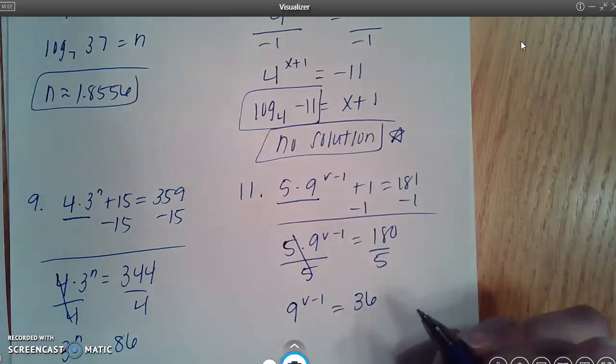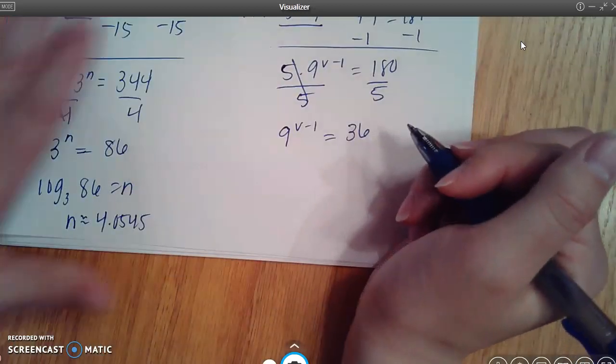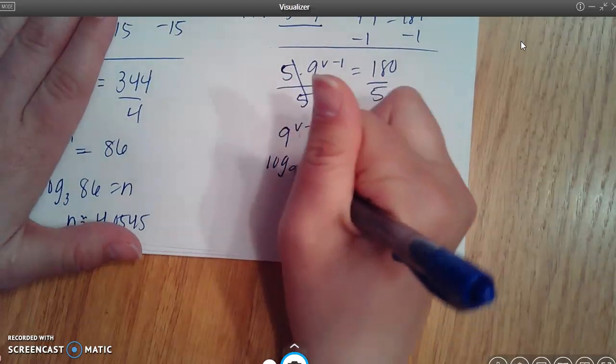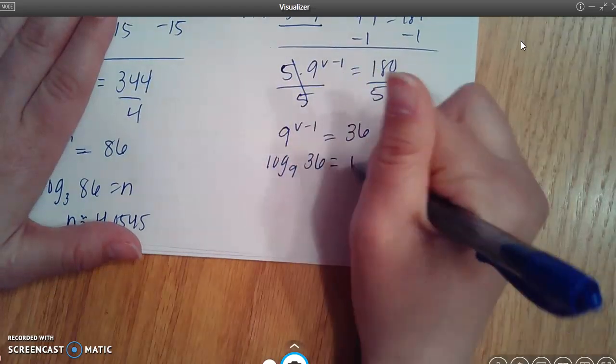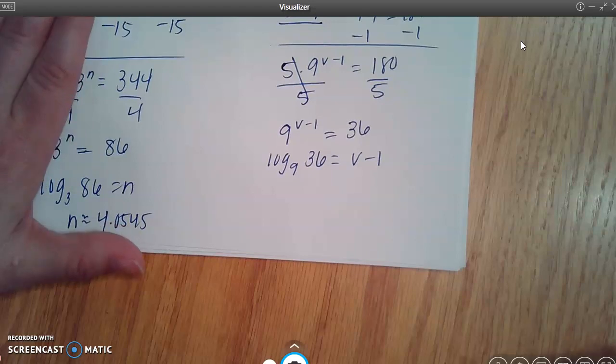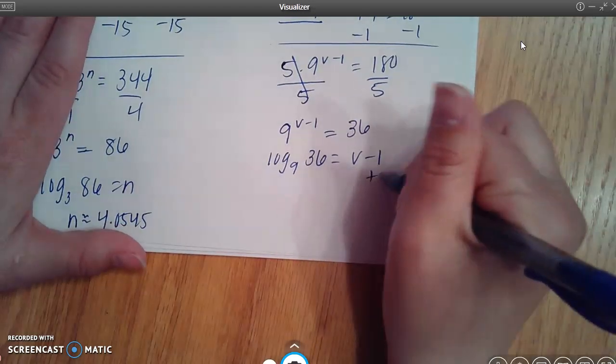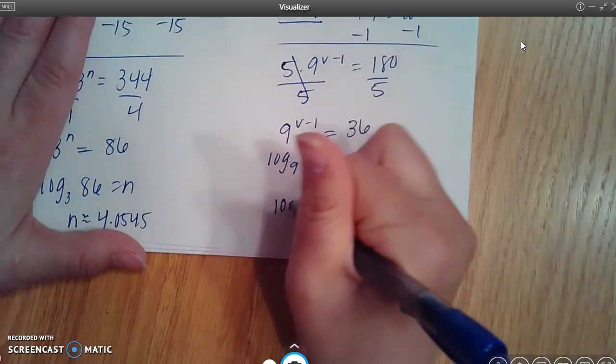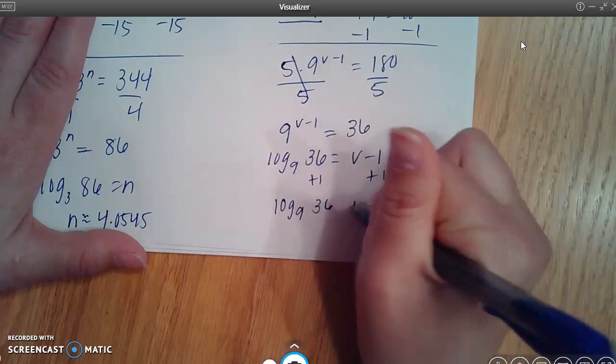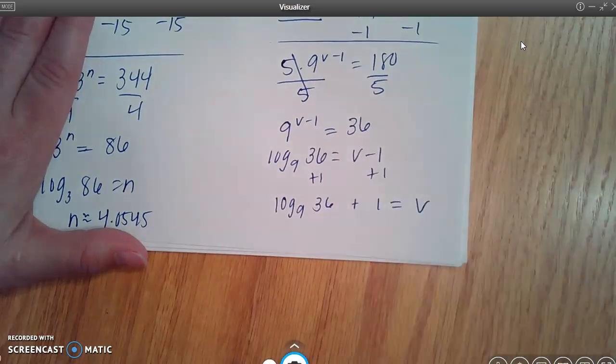Now that my 9 is by itself, you can rewrite this in log form. I'm going to get log base 9 of 36 is equal to v minus 1. And then to get the v by itself, to get rid of the minus 1, we're going to add 1. But that plus 1 is not part of my logarithm, so you need to make sure that when you plug it in, it's outside of this.